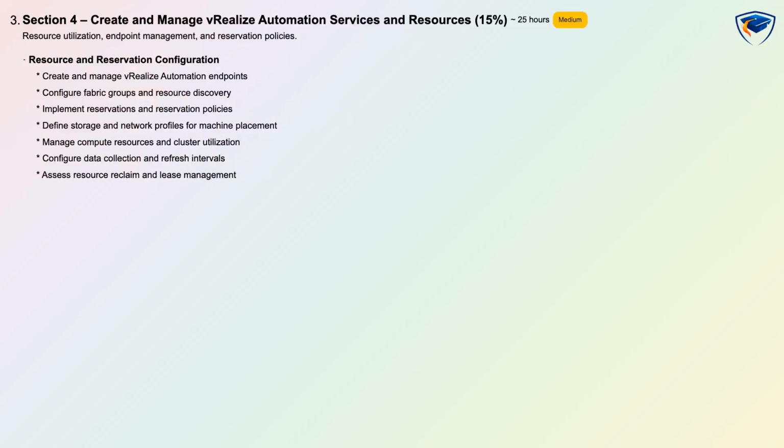In Section 3, Create and Manage Blueprints and Catalog Items, you'll learn about core service design and catalog entitlement lifecycle management. This domain focuses on configuring machine blueprints with appropriate resource settings, creating and managing XaaS blueprints from vRO workflows, and implementing entitlements for users and groups. You'll also need to know how to manage blueprint versioning and lifecycle states, evaluate blueprint dependencies and constraints, and assign machine prefixes and naming conventions.